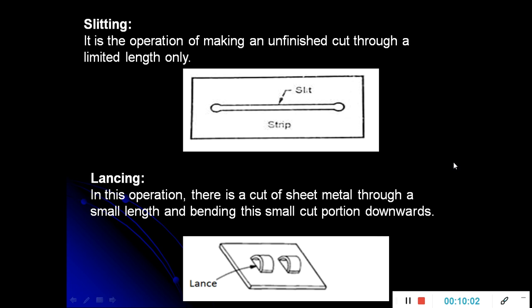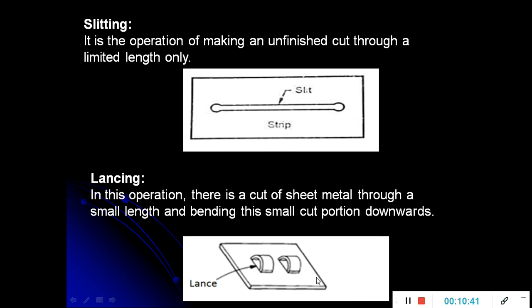Okay. Now coming to the slitting operation. Slitting operation is making an unfinished cut through a limited length only. You are not completely cutting the material here; only for a small length you are making the unfinished cut, which is known as a slitting operation. Here also the punch is applying force on the sheet metal, but it is not going to be cut. Only to some extent it is forced through the die, and the unfinished cut takes place, which is known as a slitting operation.